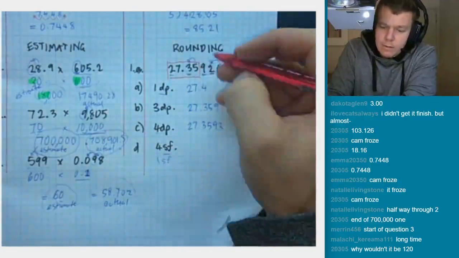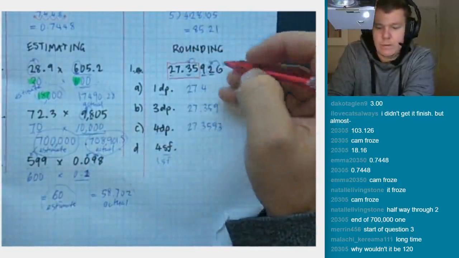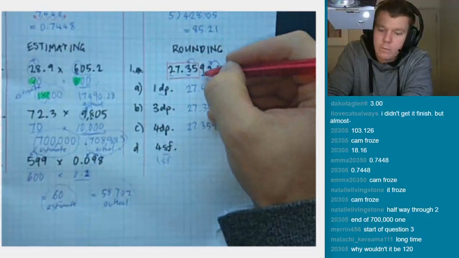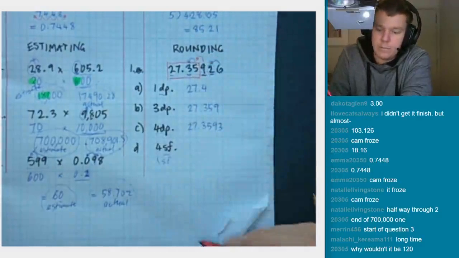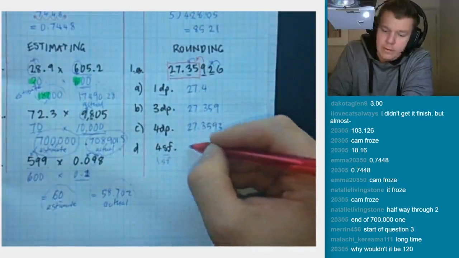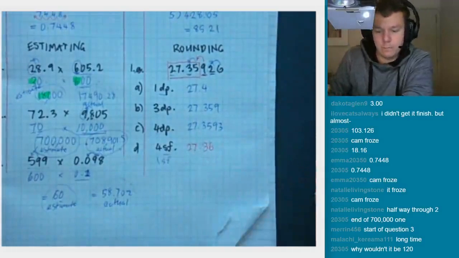So we want our number to be just 4 digits, basically. So we want to look at the one before the 4th digit, and it will round it up. So 4 significant figures would be 27.36.